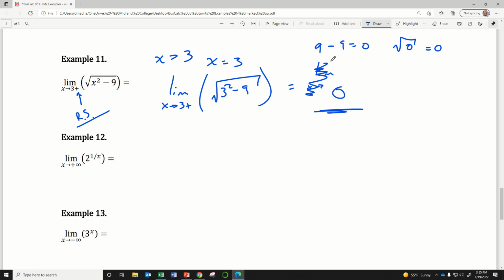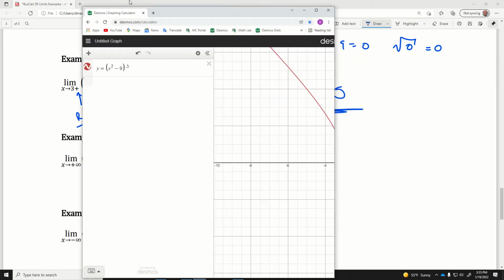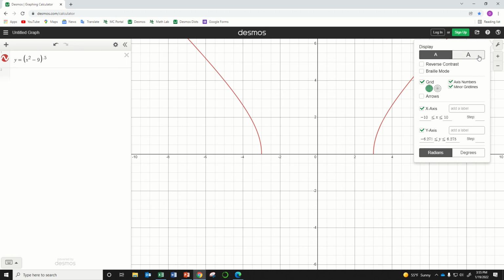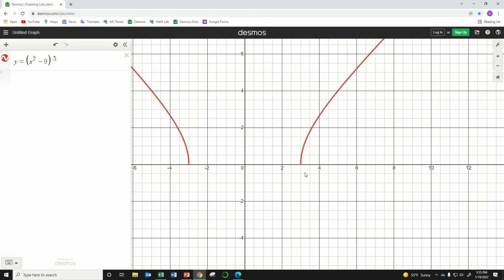Let me show you what this looks like here. What does this function look like, the square root of x squared minus 9? If I use Desmos to graph it, you can see that the function exists and is defined for values greater than x equals 3. And so we can talk about the right-sided limit as we approach from the right side.